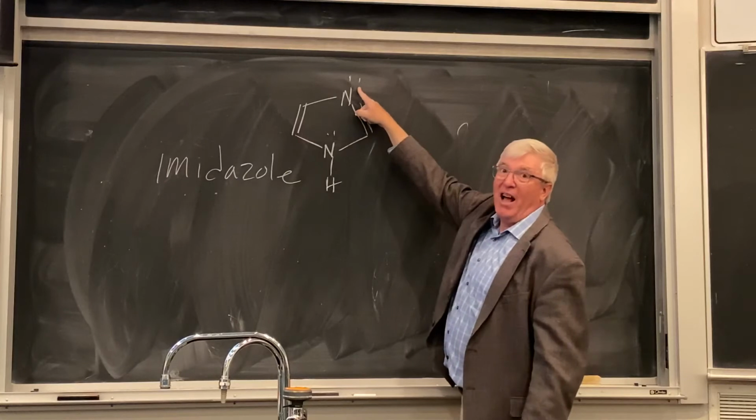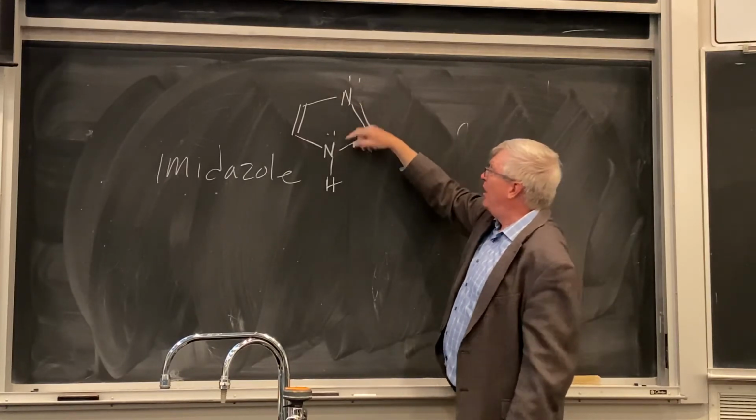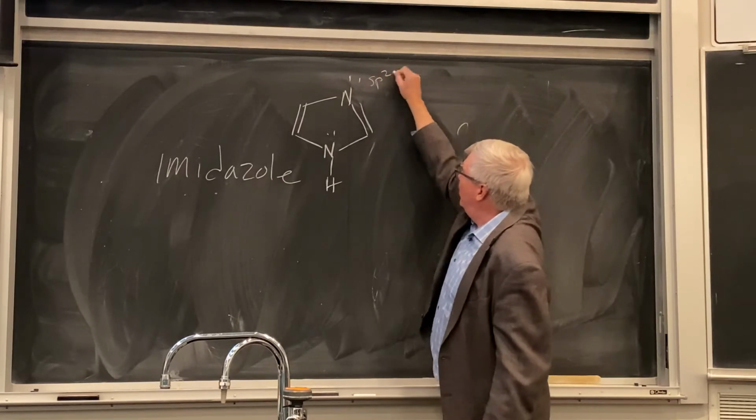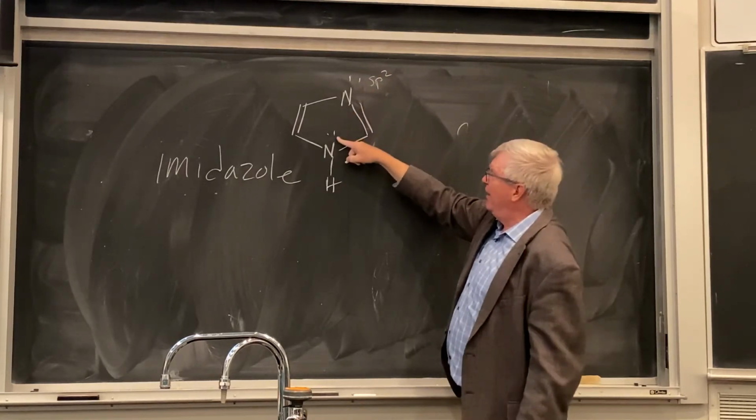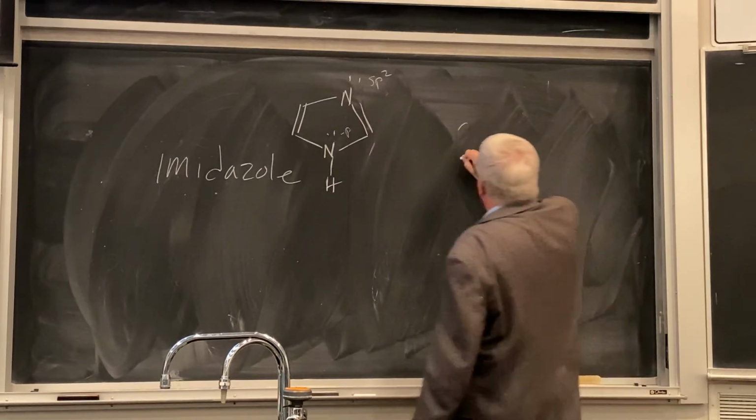So this one is not. That's in the sp2 hybrid. Well, they're both sp2 hybridized, right? This is the sp2 lone pair. This is perpendicular. This is in the p orbital. Okay. Let's look at it sideways and see.